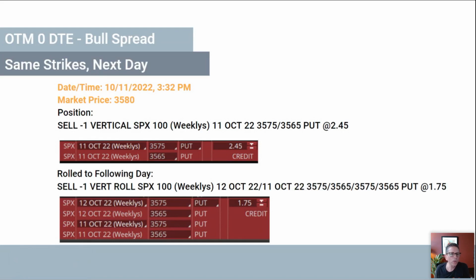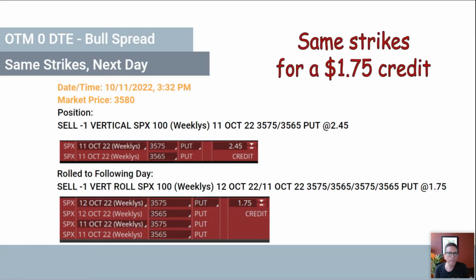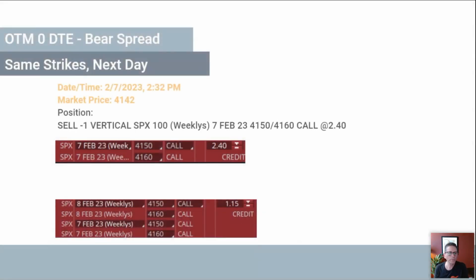Okay, so then here, how would you roll that? In this case, it's rolling using the same strikes. Okay, and so you would receive a 1.75 credit by doing that if you did it at the money, right? And again, it varies by volatility and the time of day, but this is kind of how it works, right? So same strikes for a $1.75 credit. Let's go to the next one.